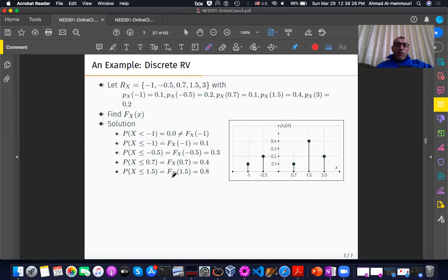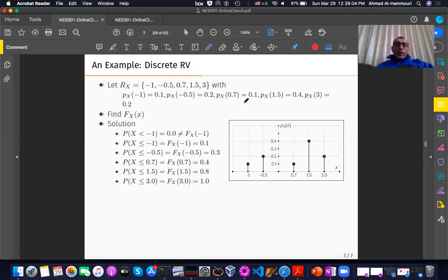What's the CDF of 1.5? Okay. It is the probabilities I already accumulated up to 0.7, which is 0.4, plus the point I'm stepping on, and I am stepping on the 1.5. So it is going to be 0.4 plus, what's the probability of this point, 1.5? It is 0.4. So 0.4 plus 0.4 gives me 0.8. Okay.